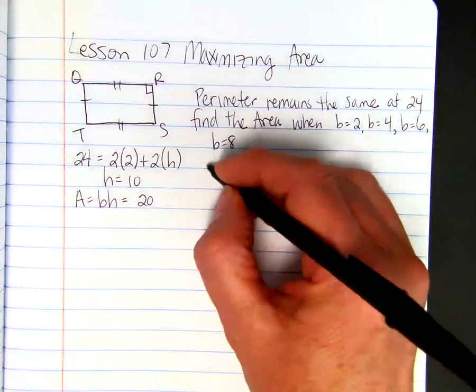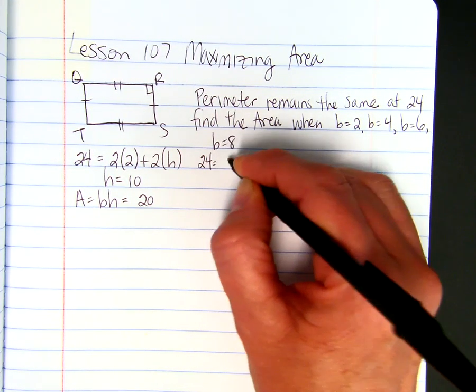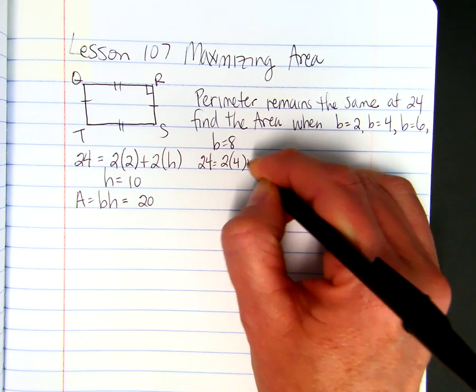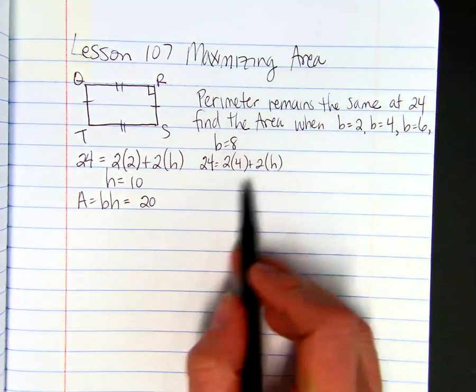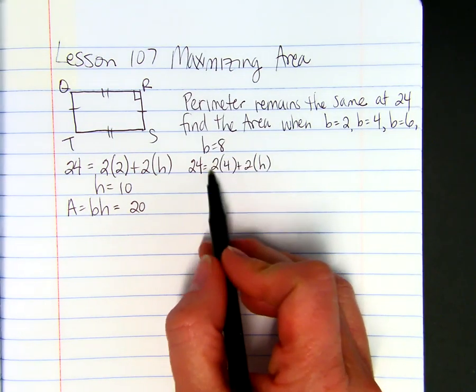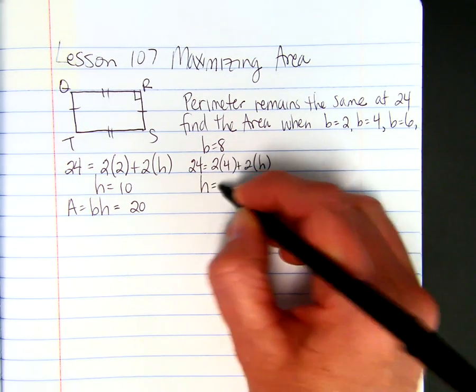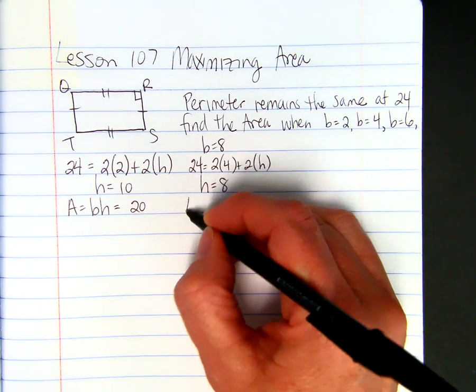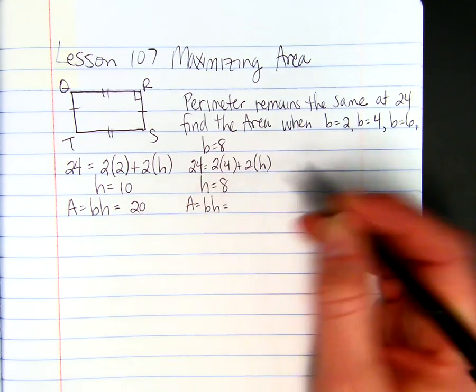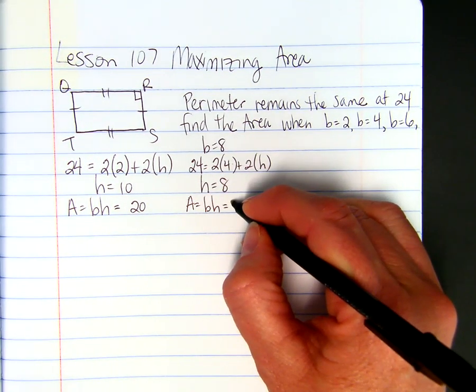Now what if the base is 4? So we have our perimeter. You do 2 times 4 plus 2 times h to find h. So you take 24, subtract 8, you get 16, divided by 2, then h is 8. So the area, base times height, is 4 times 8, or 32.